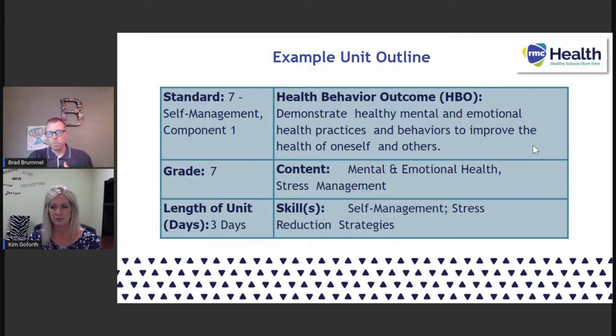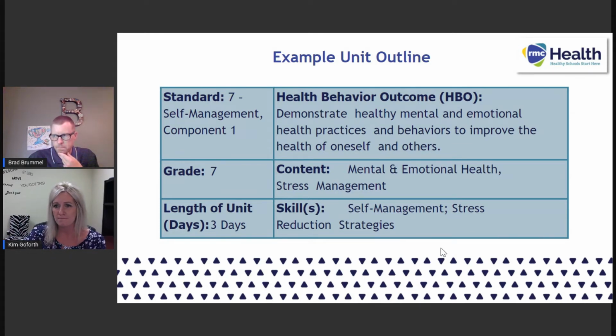And so we just wanted to take a moment so that you can get the frame right. We're trying to demonstrate healthy mental and emotional health practices and behaviors to improve the health of oneself and others. Okay, and this is a 7th grade unit, and our length of the unit is 3 days. Okay, and self-management. Kim, anything else you'd add to that? When we put these up on the screen coming up, if the words are a little bit small, these are linked in your training guide for you to look at. So feel free to access those and print those if you need to.